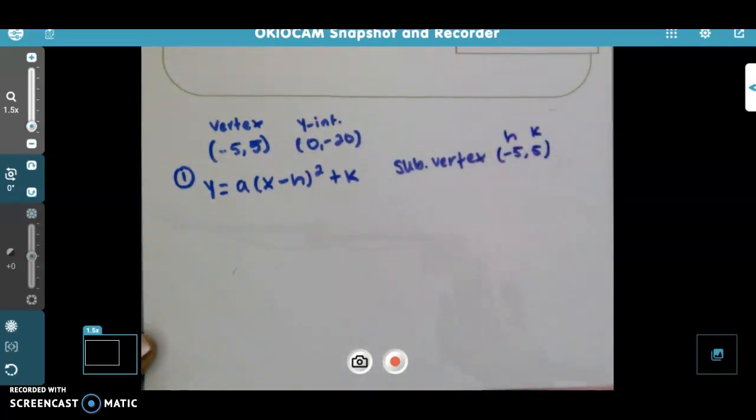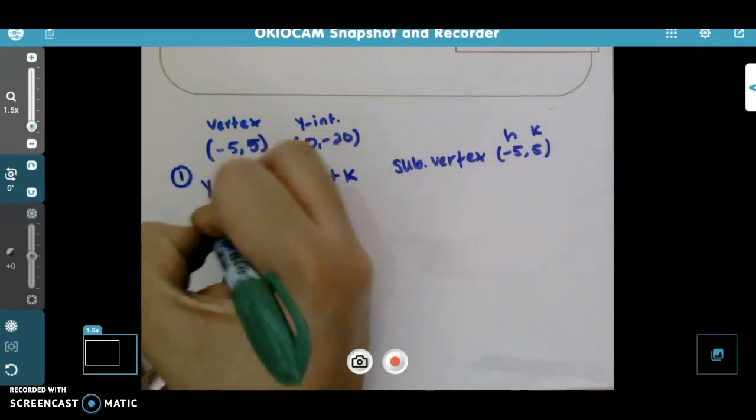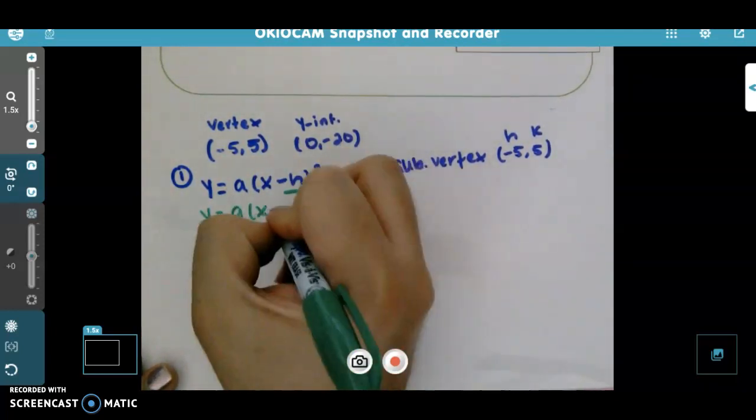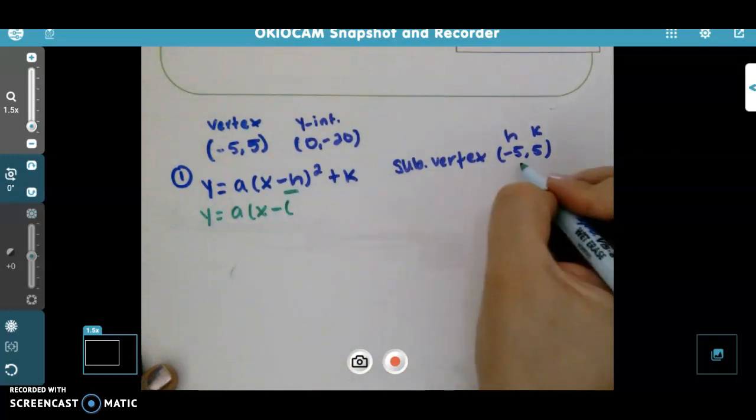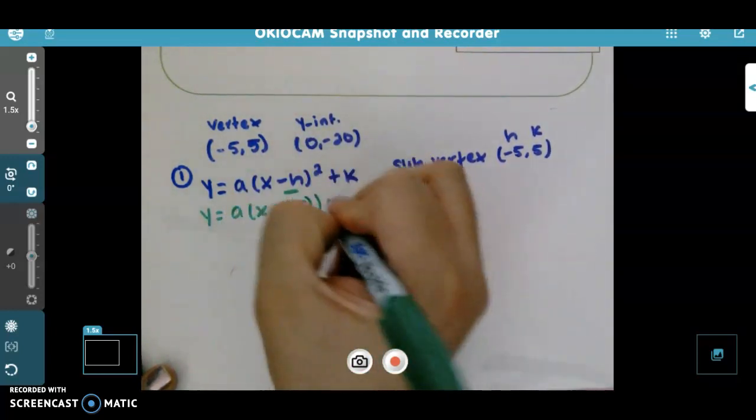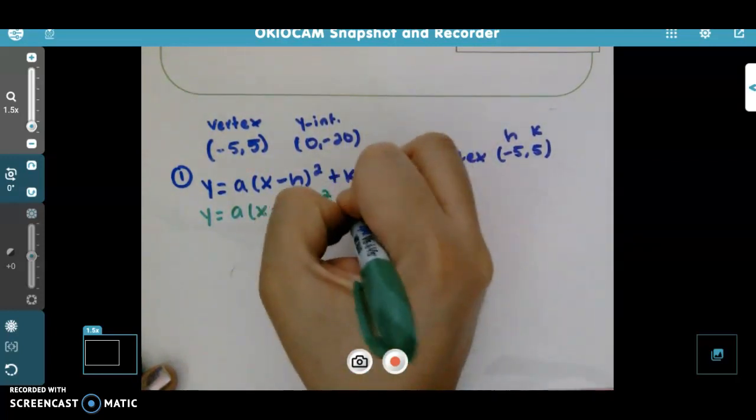Let me fix this real quick, guys. Hopefully you can see that better. Okay, that looks better. Okay, so now I'm going to go ahead and substitute. Okay, now look here. It is going to be y equals a parentheses x, now h, so minus parentheses, now h is negative, so -5 parentheses and parentheses square, then 5 here is positive, so it's going to be +5.